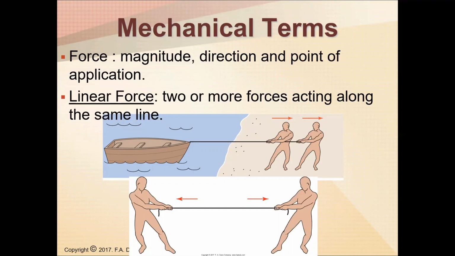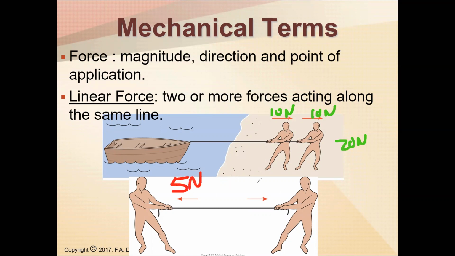So in the first case here, where we have these two people, if this guy's pulling with 10 newtons of force and this person's pulling with 10 newtons of force, the total force is going to end up being 20 newtons. Whereas if we go down here and this guy's pulling with 5 newtons of force and this guy's pulling with 10 newtons of force, your net force is going to be 5 newtons towards the guy with the greater pull. Whereas in this one here, you're going to have a total of 20 newtons of force that way.